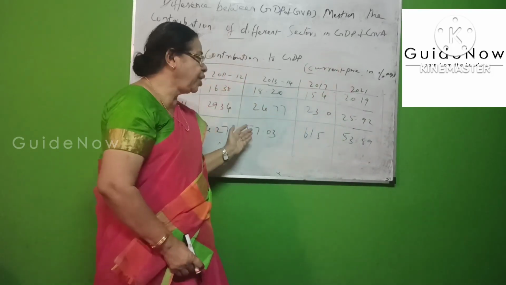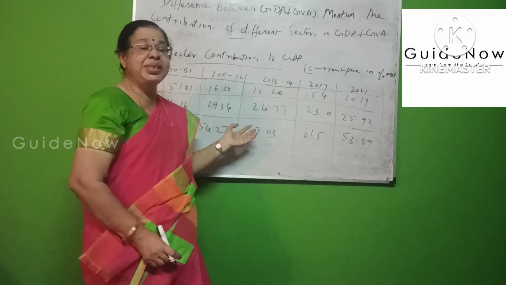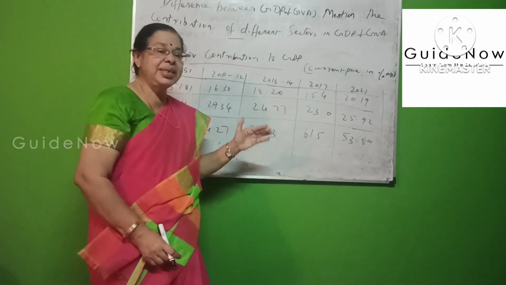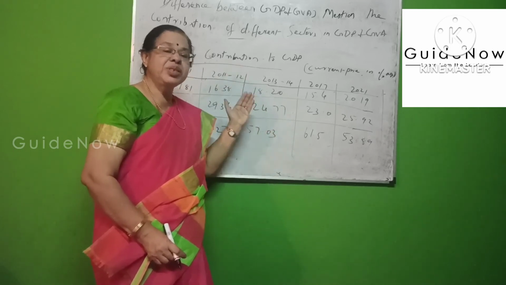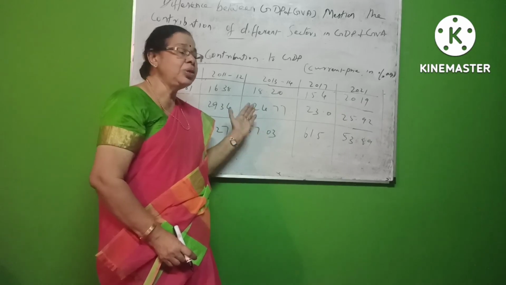From this we conclude that there is a sharp decline in the agriculture sector performance, at the same time an increase in the performance of the service sector, and a gradual increase in the secondary sector. So these are the points about the sectoral contribution to GDP.